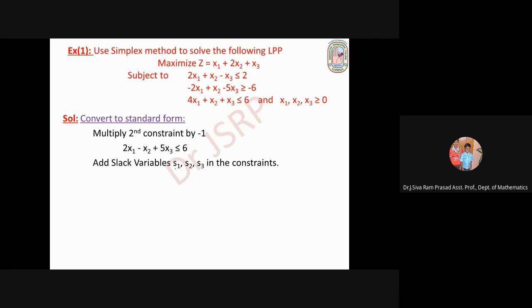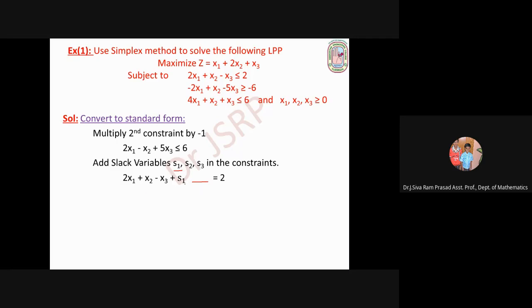So we use this notation for slack and surplus variables. So add S1 in the first constraint. So 2x1 plus x2 minus x3 plus S1, inequality becomes equal to. So leave some space here so that we are able to write the variables in the same column.